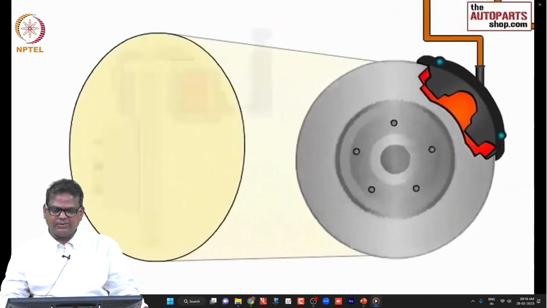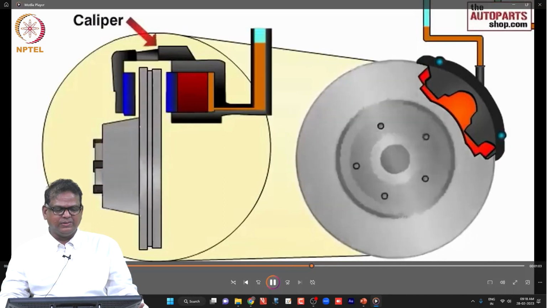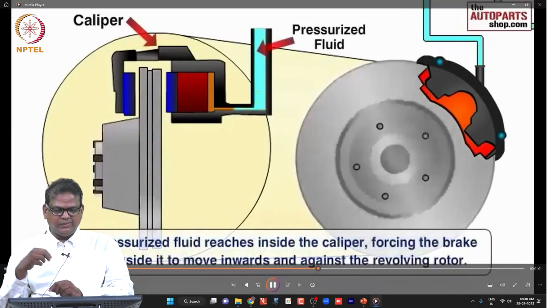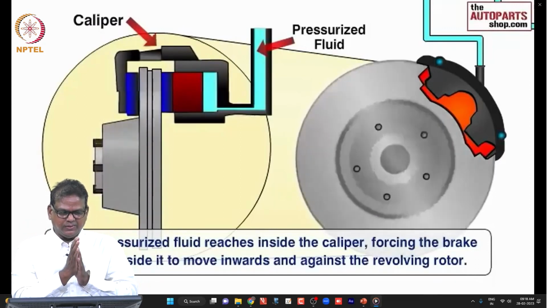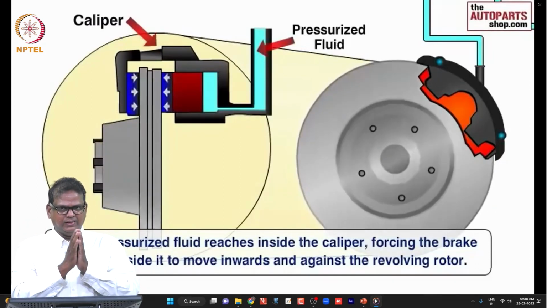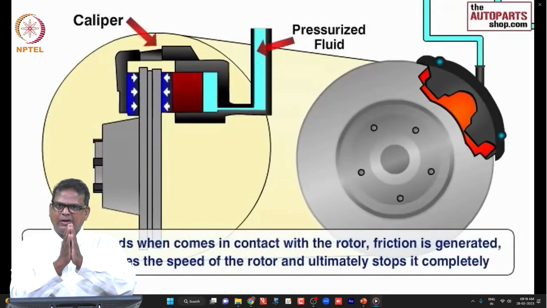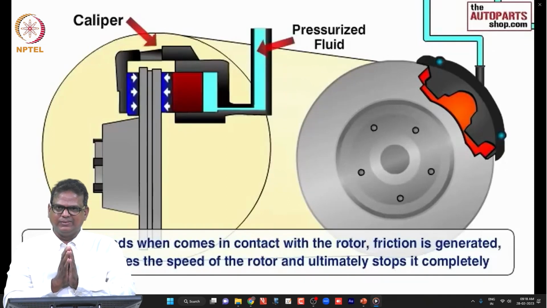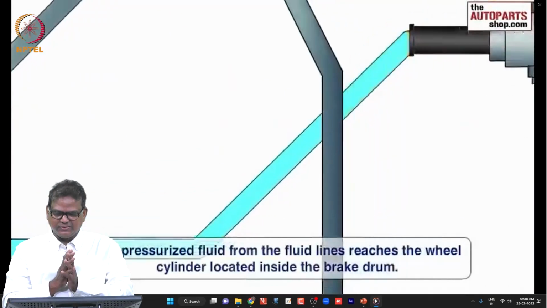And this is the disc, okay, this is the caliper, this is the arrangement, you can see that. As the fluid enters, it pushes the piston to make contact. Once contact is made, it is self-adjusting. So the other pad also makes contact and applies a force to stop the disc. This is how the disc brake works.